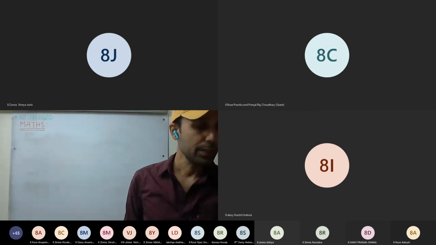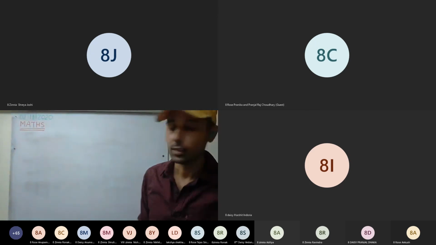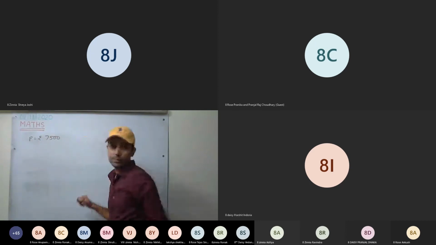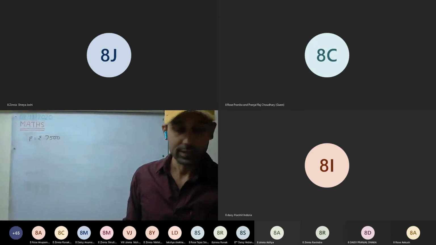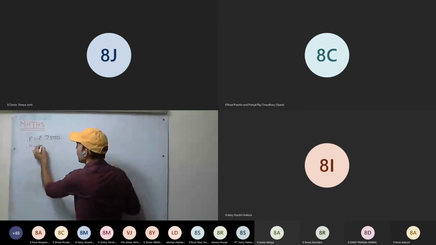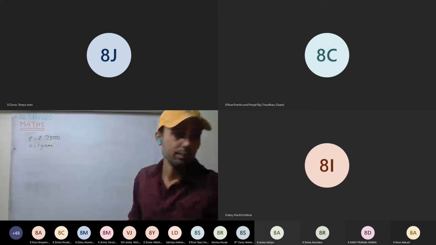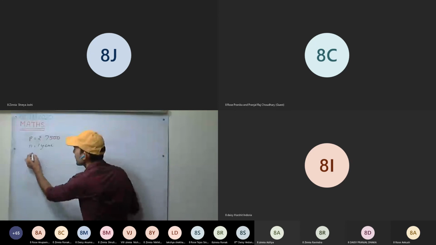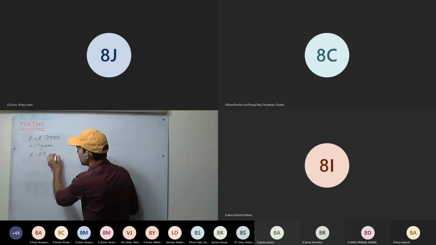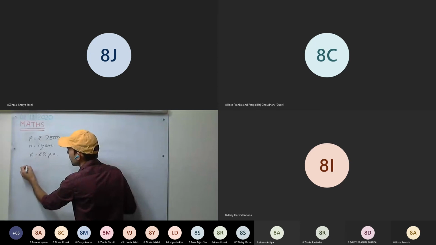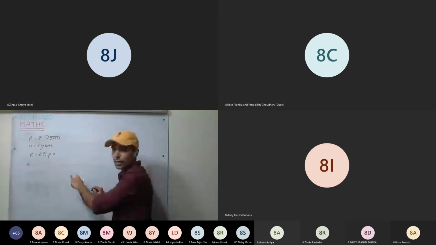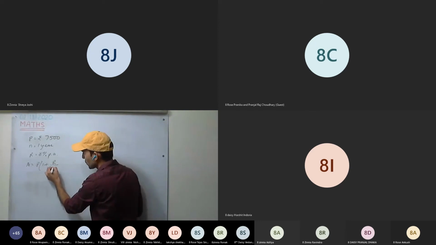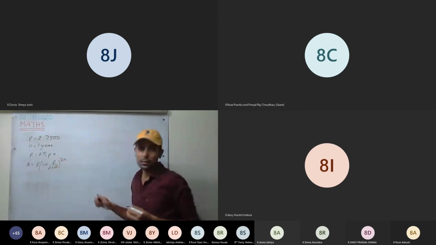Find the compound interest on rupees 7,500 for 1 year. So principal is rupees 7,500. Again, time is for 1 year, so n equal to 1 year. Rate is 8% per annum, and calculate the amount. It is compounded half yearly, so again we use the same formula, P into 1 plus R by 2 into 100 raised to power 2n. Calculate it fast, everyone.